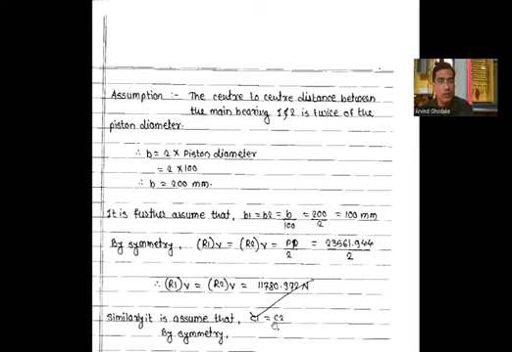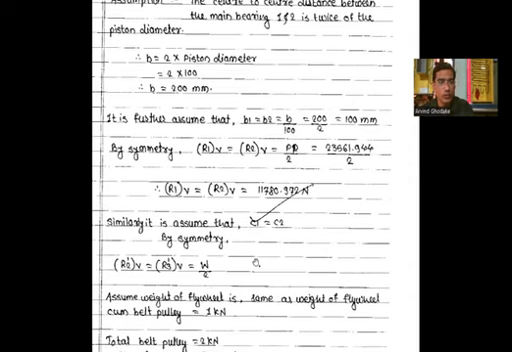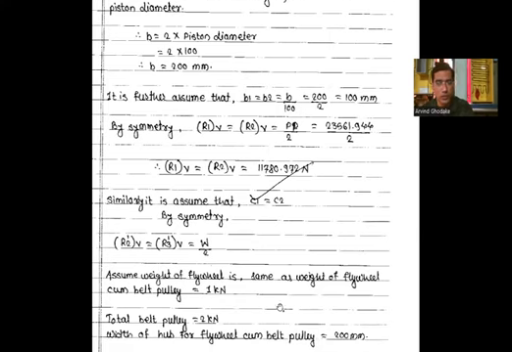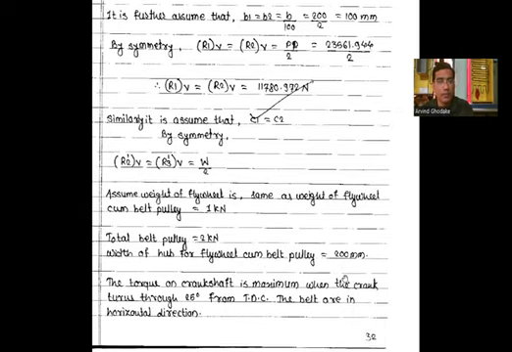Similarly, it is assumed that C1 is equal to C2 by symmetry. Therefore R2V is equal to R3V is equal to W by 2. Assume the weight of the flywheel is the same as the weight of the flywheel cum belt pulley, which is equal to 1 kilonewton, and for the total belt pulley it will be equal to 2 kilonewton. The width of the hub for the flywheel cum belt pulley is equal to 200 mm.